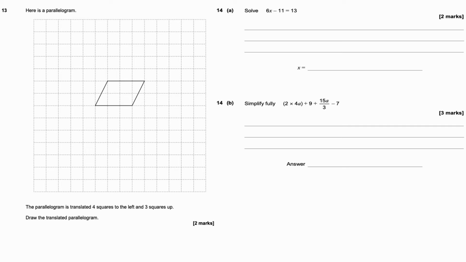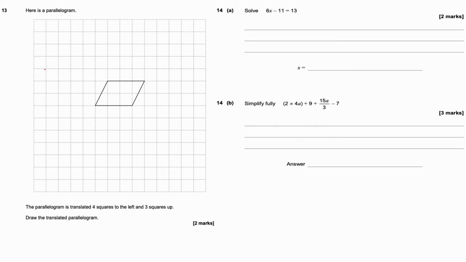This is question number 13. Here is a parallelogram. The parallelogram is translated 4 squares to the left and 3 squares up. Draw the translated parallelogram. So 4 to the left, 1, 2, 3, 4, and then 3 up, 1, 2, 3.